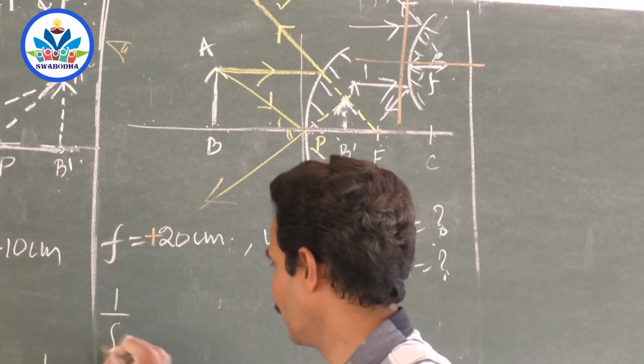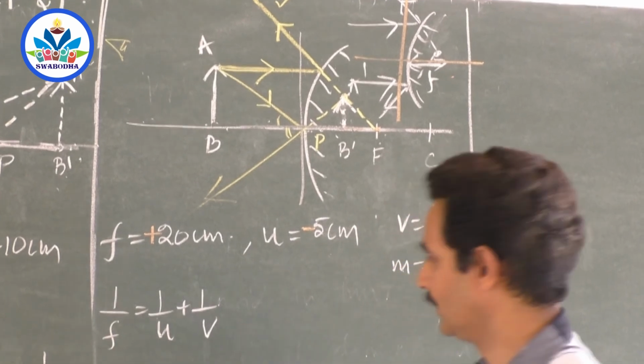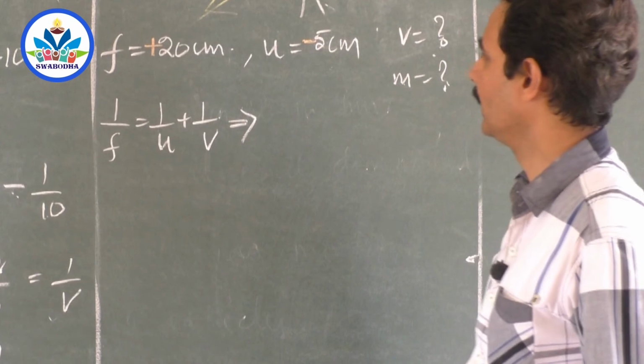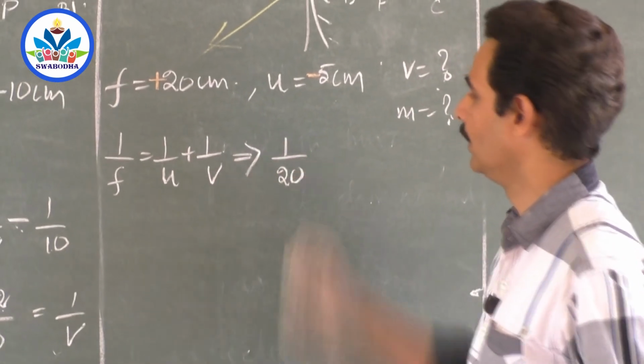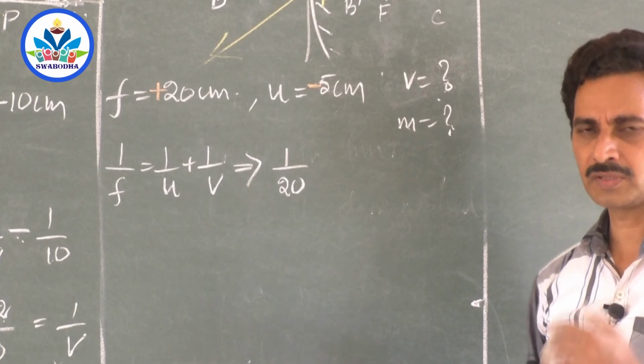Same formula, mirror formula, 1 by F equal to 1 by U plus 1 by V, or 1 by V plus 1 by U, anyway. Okay, apply this one here. 1 by F, 1 by 20 plus, it's a convex mirror. Don't learn by heart that convex mirror focal length is positive, convex mirror focal length is positive.